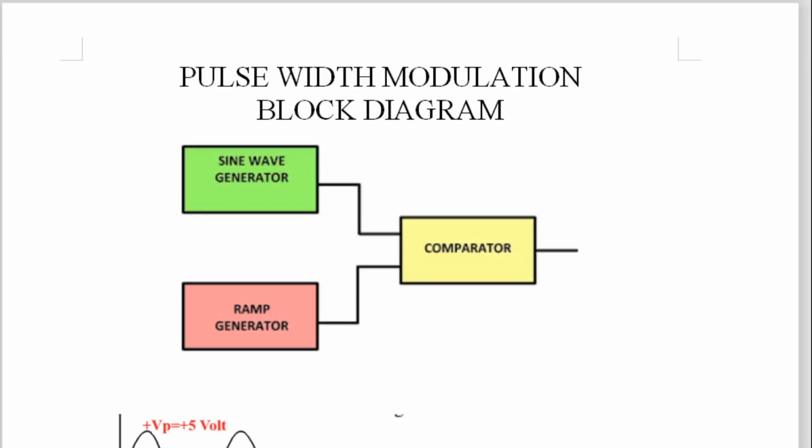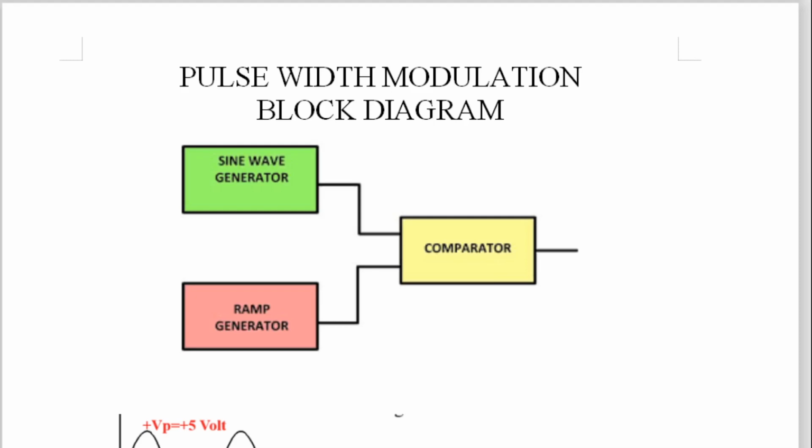Now we'll go to pulse width modulation. The name itself is very informative. The width of the pulse is changed. What does it mean? What is a pulse? A pulse is a square wave. What is the time duration of a square wave? The time duration of a square wave is from a positive edge to the adjacent positive edge.